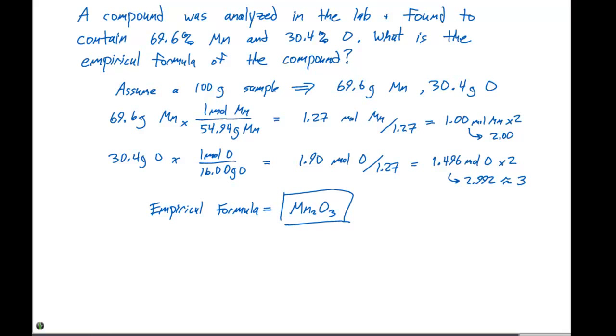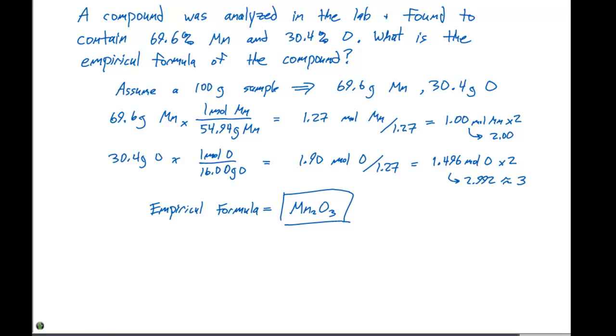So again, to reiterate, we first express the composition in grams. We're not given grams here, we're given percentages, so we're going to assume a 100-gram sample. That gives 69.6 grams of manganese and 30.4 grams of oxygen. We now need to determine the number of moles of each of those elements, so we convert grams to moles. That gives us our moles for both the manganese and the oxygen. Then we divide by the smallest number out of those two, in this case the 1.27.